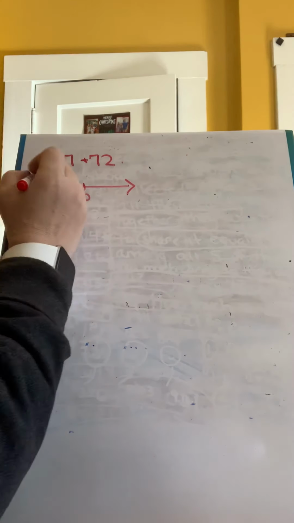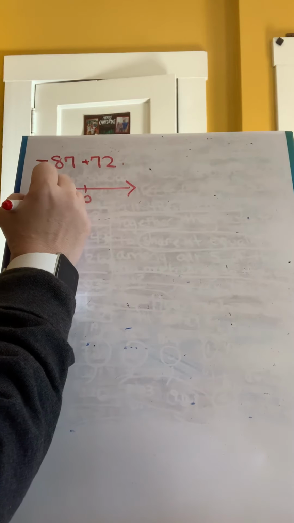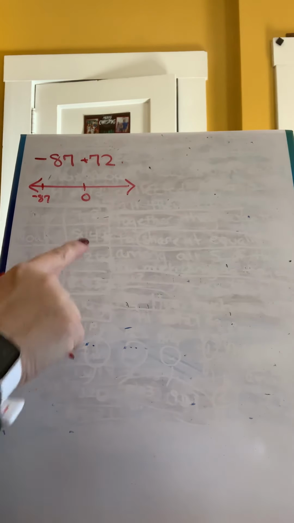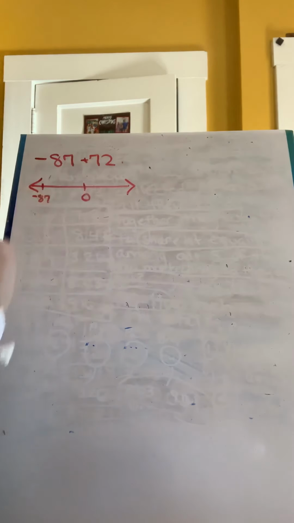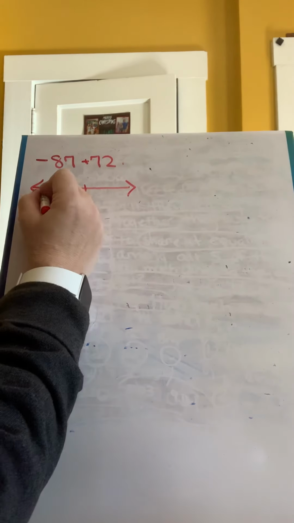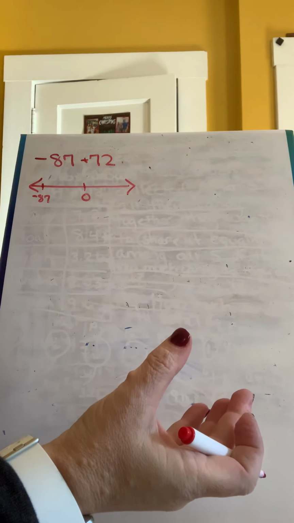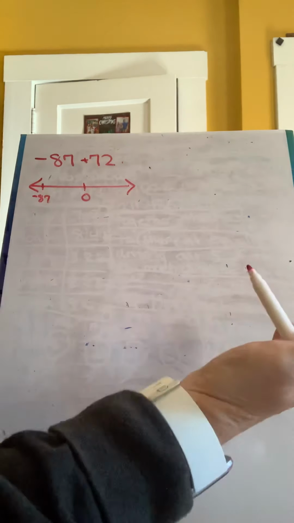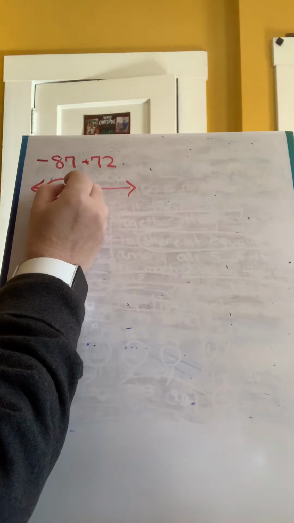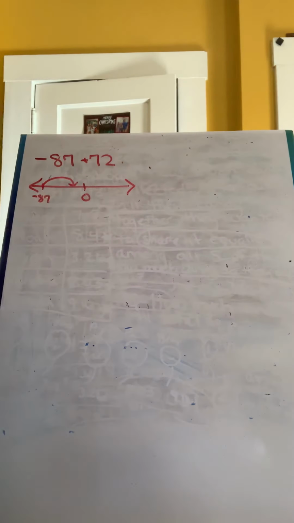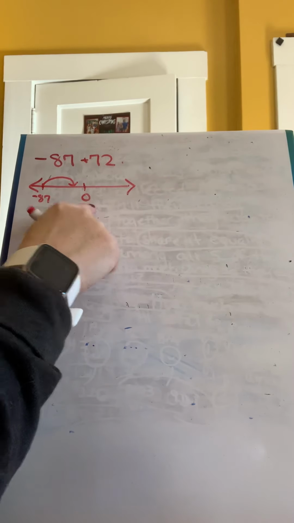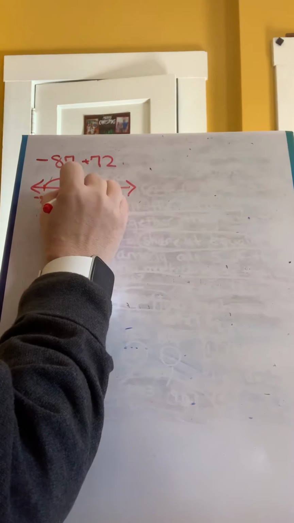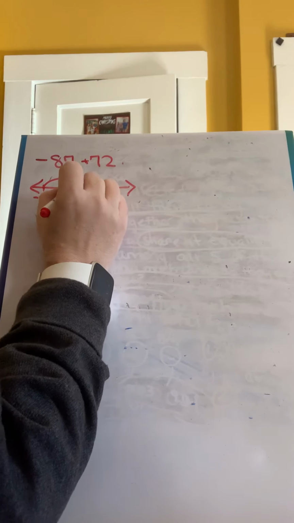So if we're at negative 87, that's somewhere around here. We know it's before 0 because it's negative. And if we're adding 72, that's like depositing $72 into our bank account. We're getting it. So we're going to go this way a little bit. We know it's going to be less than 0 though, because we would have to have 87 to get us all the way to 0. So let's find the difference. Let's find out what this little space here is.